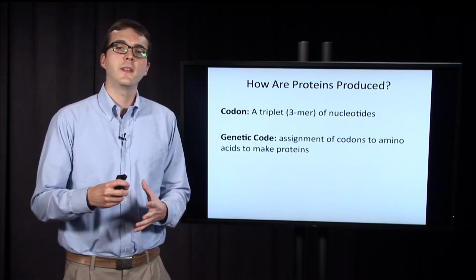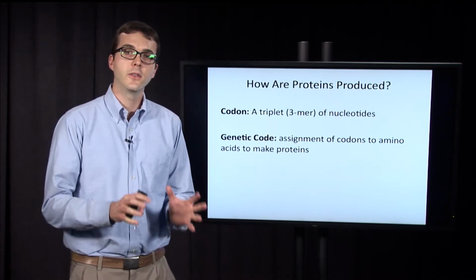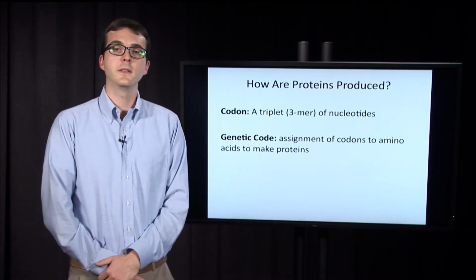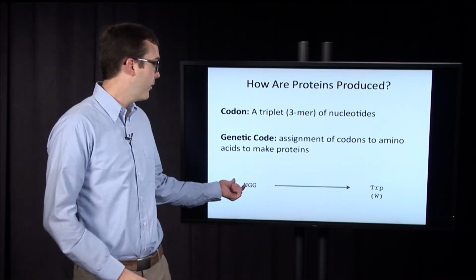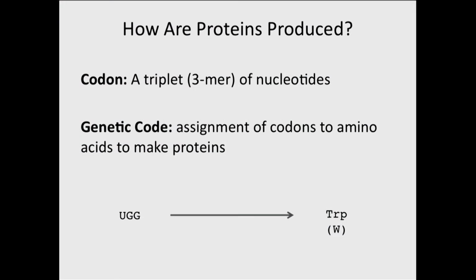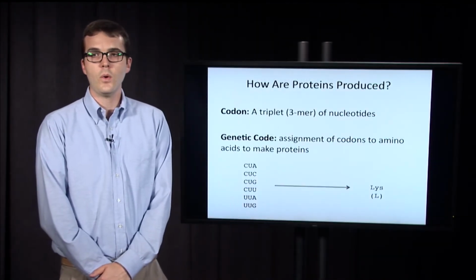And so this motivates the definition of a codon, which is just a triplet of nucleotides. And the genetic code is the term that we use for the assignment of codons into single amino acids in order to make proteins. So here's an example of one codon that gets sent to one amino acid. So tryptophan is always encoded by UGG. Usually what happens is that you see multiple different codons. So here we have 6 different codons going into leucine, or L.